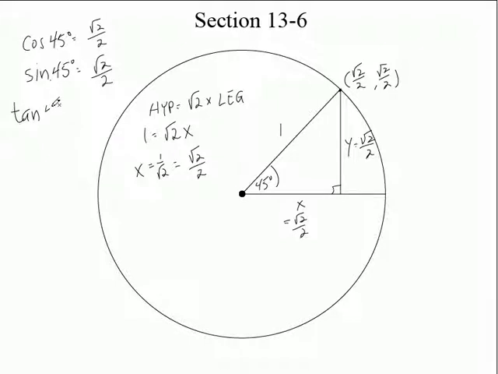All right, so the tangent of 45. Let's do the tangent. Now look at this. The tangent is the y over the x. Look how nice this is. It's something over itself. What's the tangent of 45? 1. It's 1. Very good. Okay? Does that make any sense?